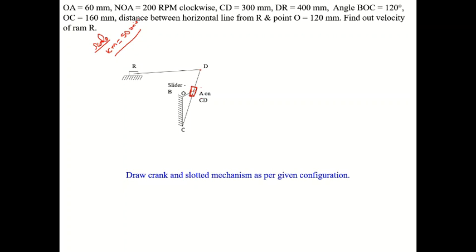This slider is sliding on the slotted bar CD. Before solving this problem, you should know the working principle of the crank and slotted lever mechanism. If you don't know the working mechanism of the crank and slotted lever mechanism, you cannot understand this problem. So if you don't know, please go to the first lesson and study the crank and slotted lever quick return mechanism and how it is working. I have already shown some animation for that also, if you check my previous videos.